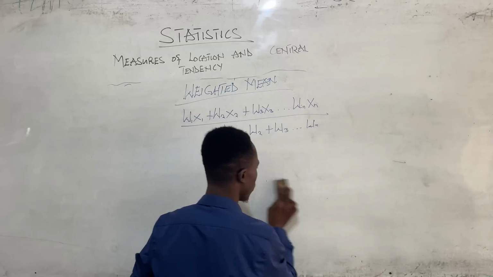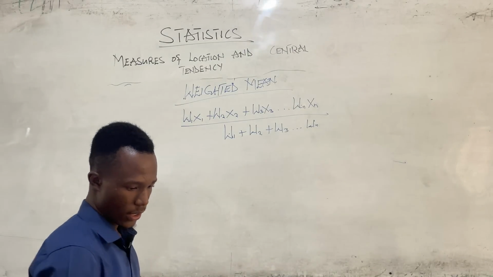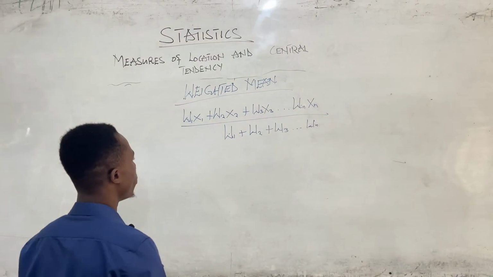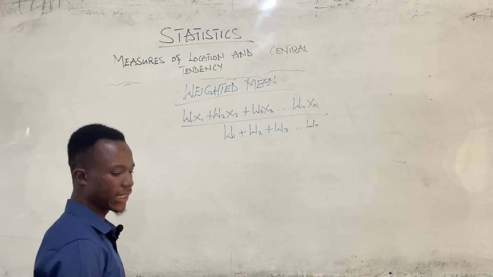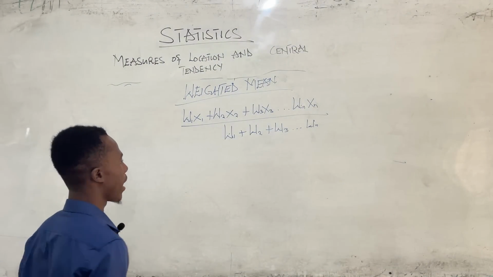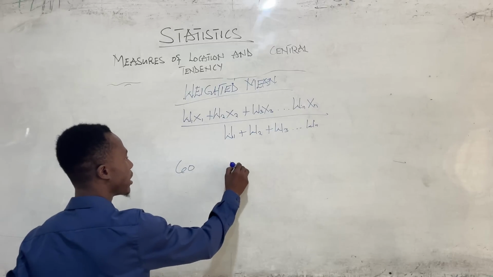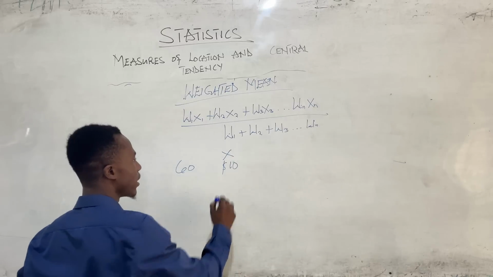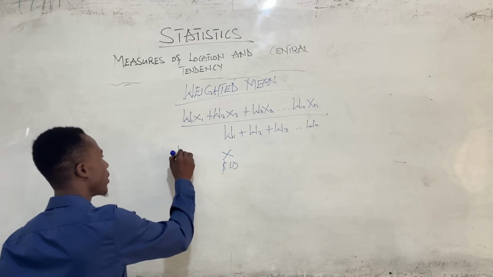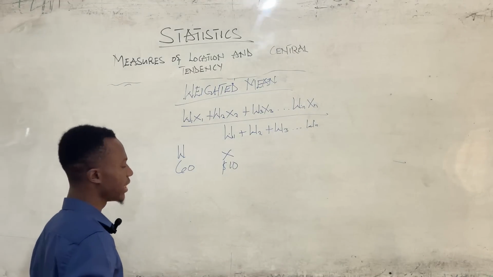Okay, so the next question. In a company having 80 employees, 60 earn $10 per hour. So now you see we have 60 who are earning $10 per hour. When you hear per hour, it means X, that is the mean, and this one becomes the weight. And 20 earn $13 per hour.